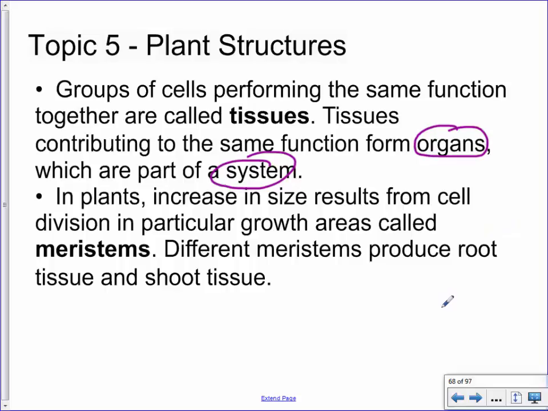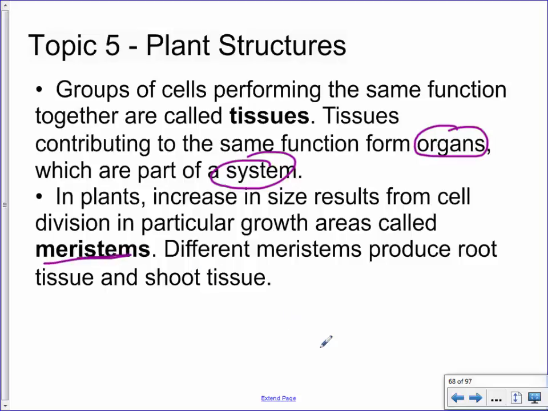For example, on a plant, an example of an organ would be a leaf. Right? A leaf is a type of organ. Or the stem would be an organ. Or the roots would be an organ. Or the buds of a flower that are part of reproduction is an organ. Does that make sense?